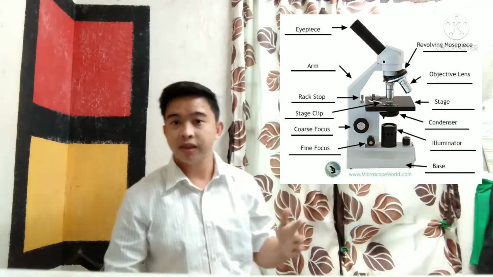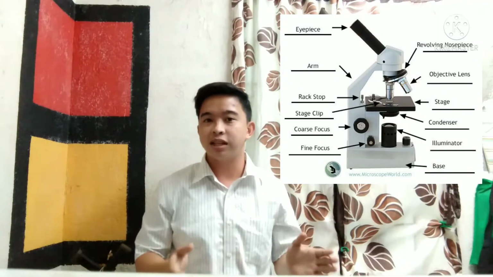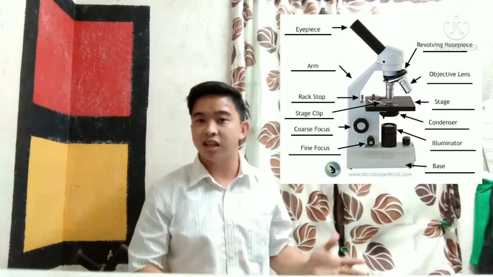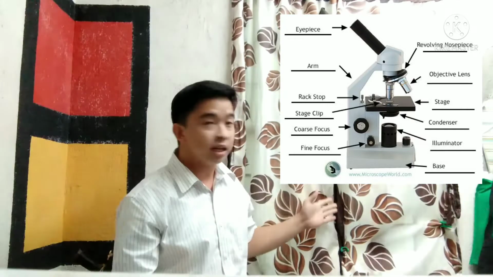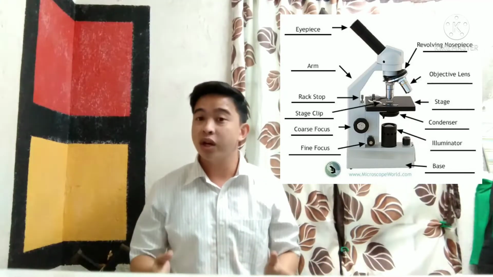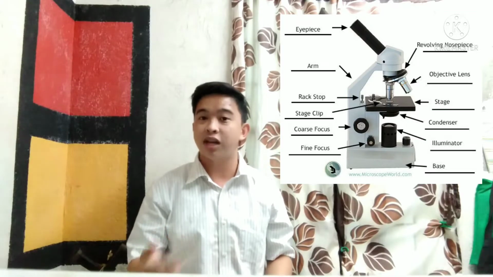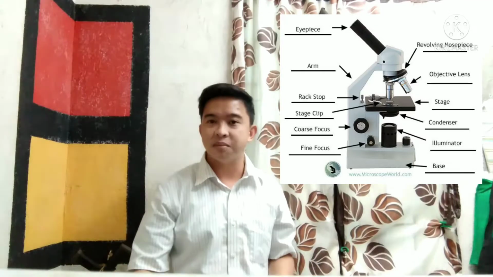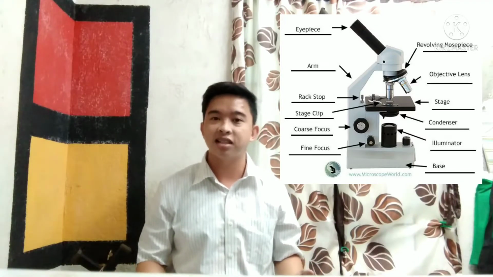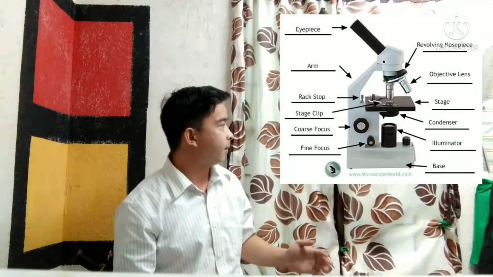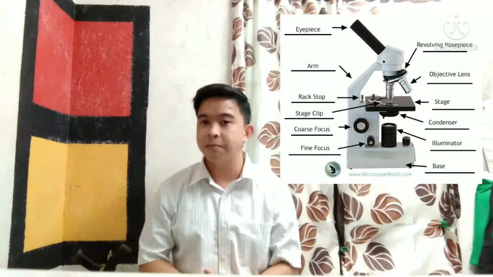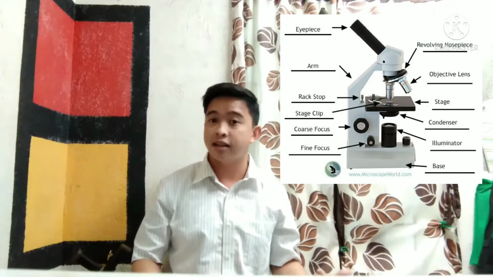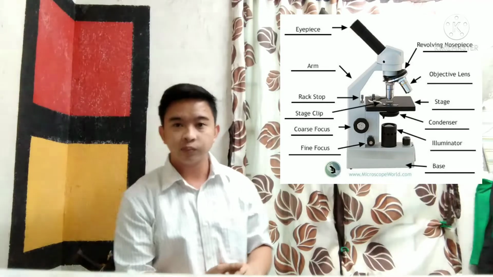Okay, for number 2, it is the revolving nosepiece, also called the turret. This part holds two or more objective lenses and can be rotated to easily change power. Number 3 are the objective lenses, which relay a real image of the object to the eyepiece. Next is the rack stop. This is an adjustment that determines how close the objective lens can get to the slide. Okay. Next are the stage clips that hold the slide in place. They are attached to the stage, which on the other hand is a place for observation.